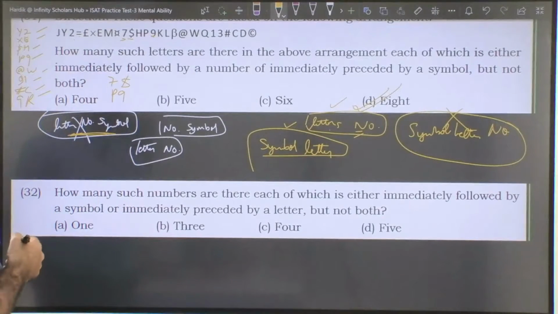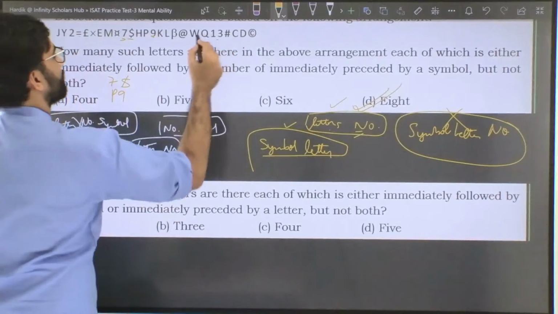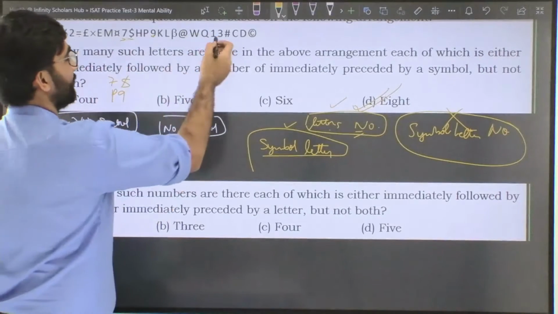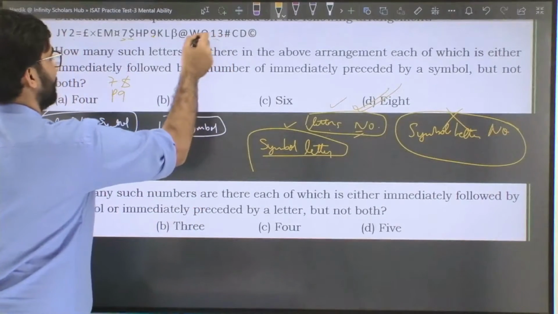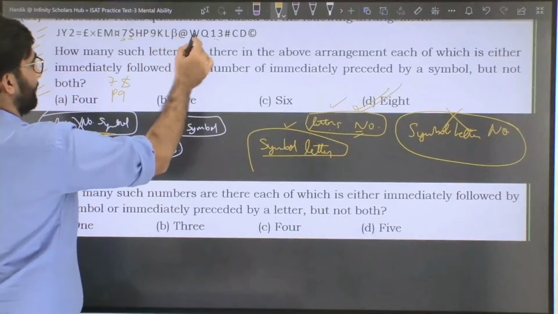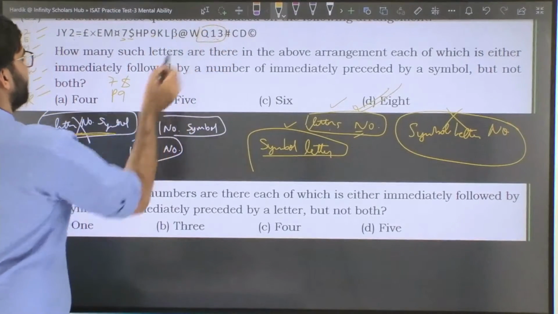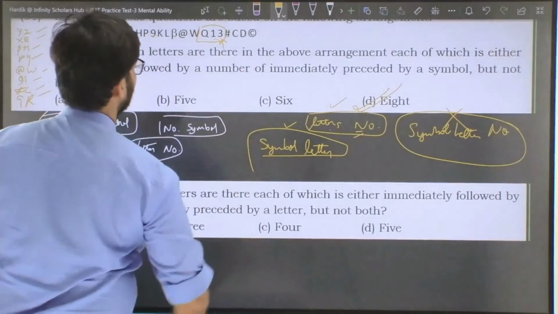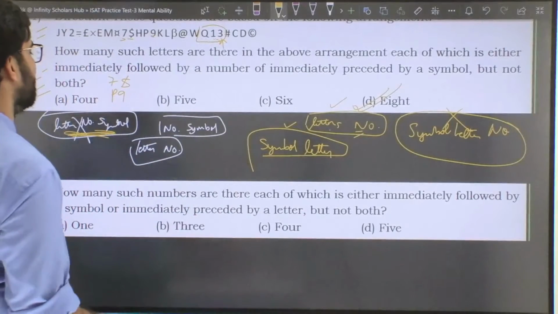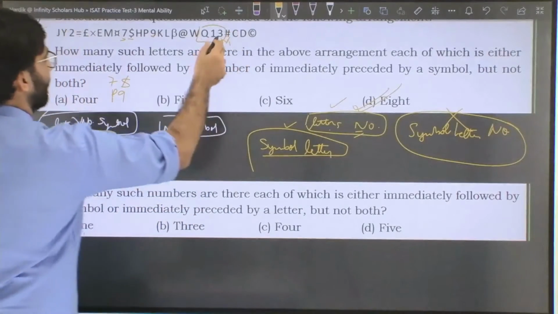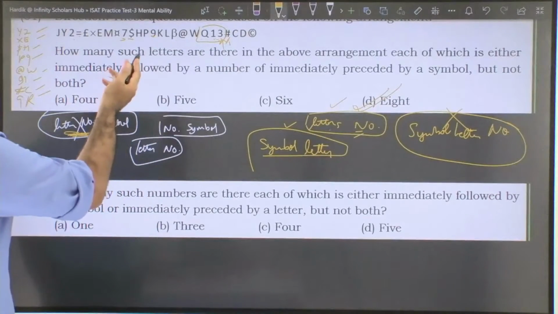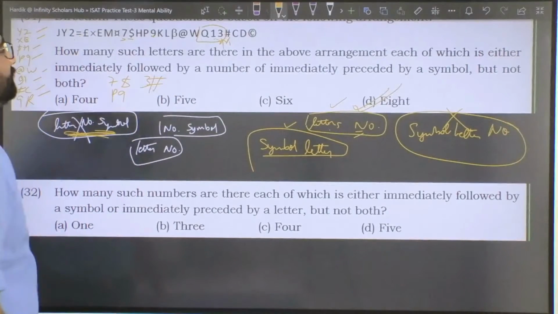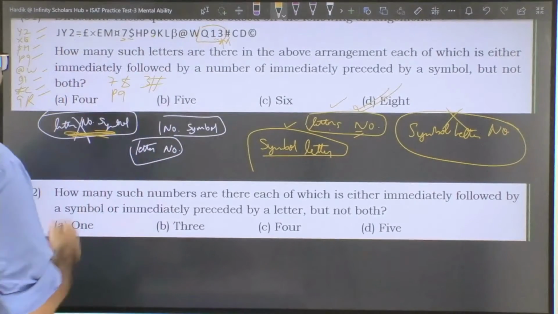Okay, then after 9 which alphabet? 1. So after 1 there should be a symbol. So yes, you can say that 3 is a symbol, right? 3 is a symbol also. And before the number there should be a letter, but this is again satisfying both conditions, right? So we won't be considering that. Okay, now let's take the number 3. After the number there should be a symbol. Yes, there is a symbol which is hash, and before the number there should not be a letter, so there is no letter over there. So yes, definitely I am going to consider 3 and hash also, right? And after that there are no numbers, so I will get 3 such pairs.